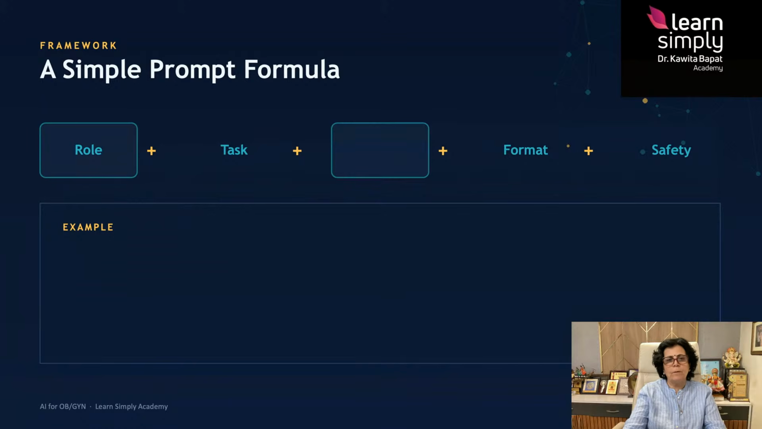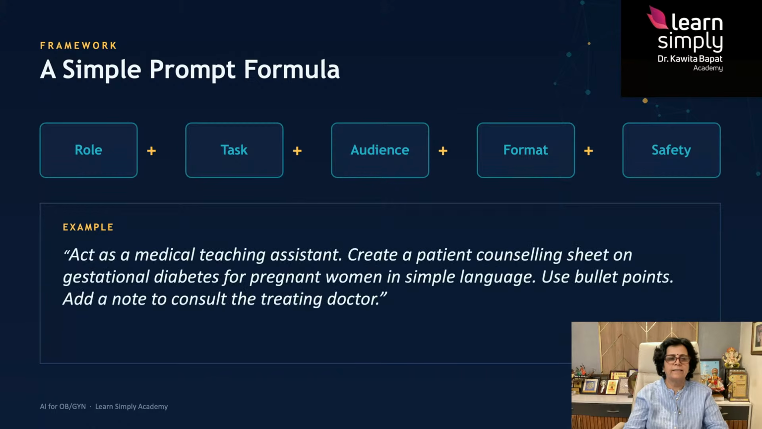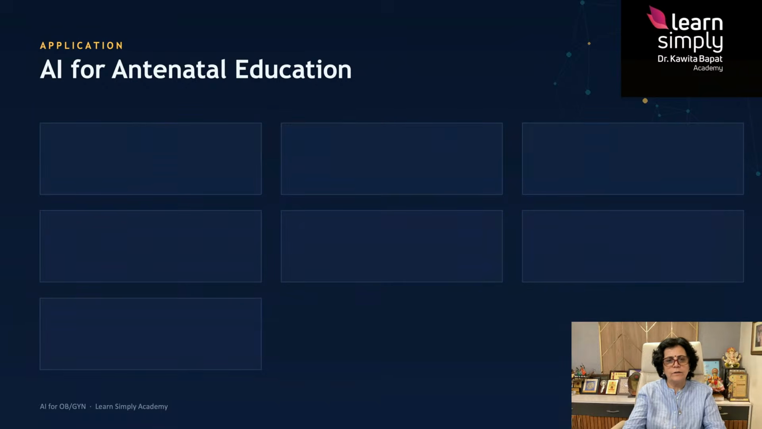So, for a simple prompt, you should give the role, the task, the audience, the format, and the safety. For example: act as a medical teaching assistant, create a patient counseling sheet on gestational diabetes for pregnant women in simple language. Use bullet points, and add a note to consult the treating doctor.